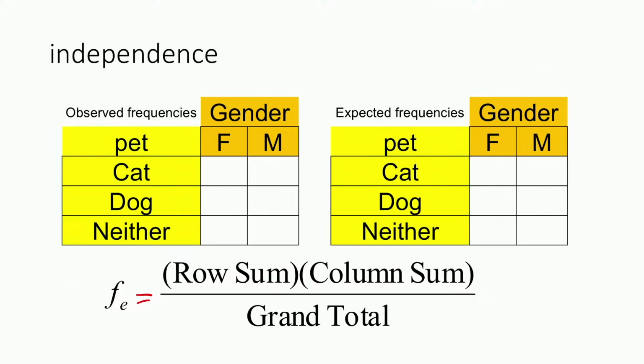It is the row sum, okay, I guess I have this backwards from the way I just presented it, but it's still the same idea. So if I want to know what number to put, let's just give an example. Let's say I want to know the number to put right here, the male cat people. Then what I'll do is the cat people total times the column sum, which is the males, over the grand total.